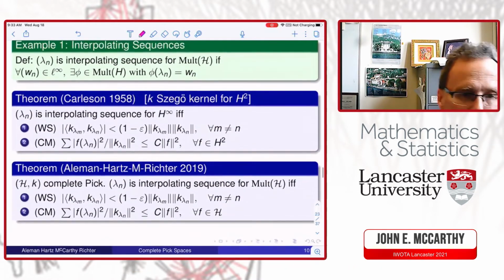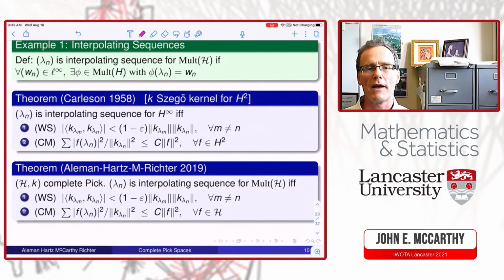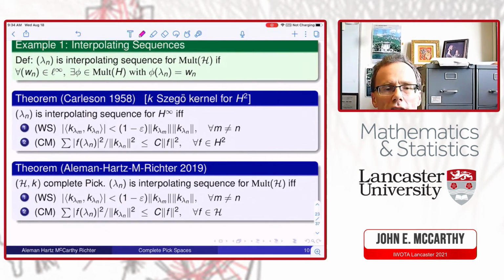So for complete Pick spaces, Alman, Hartz, Richter, and I showed that exactly the same theorem is true. If you have any complete Pick space, H_K, then a sequence lambda_n is interpolating if and only if it's weakly separated and it satisfies the Carlson measure condition.